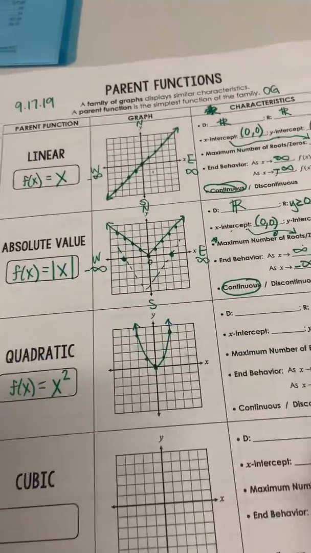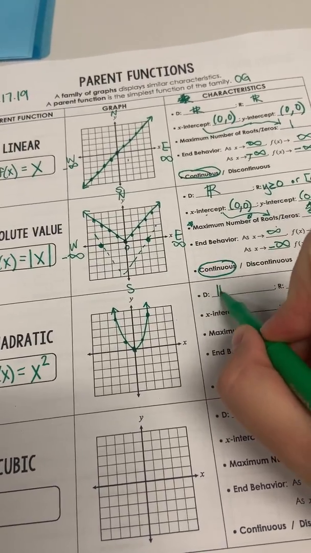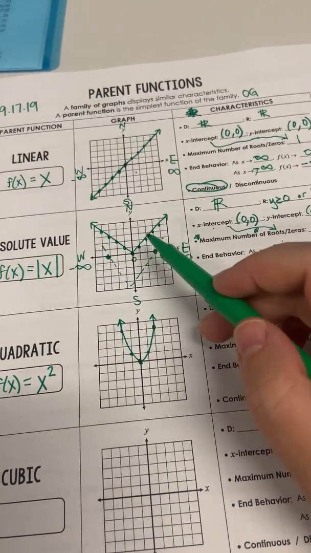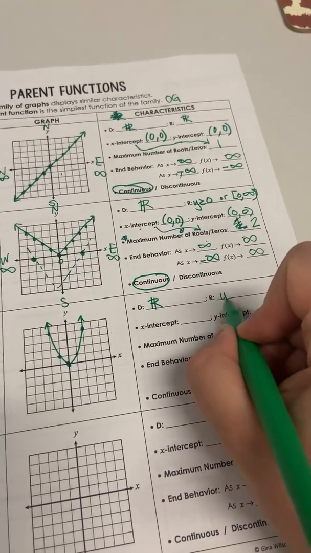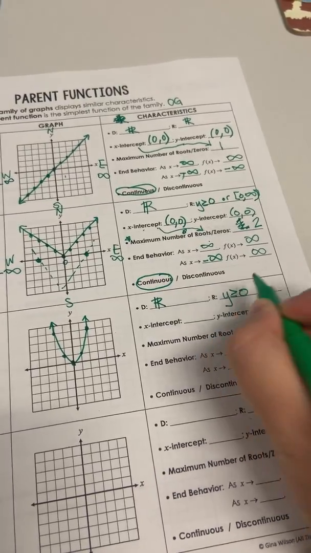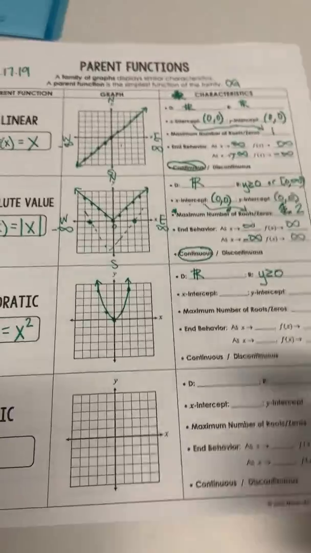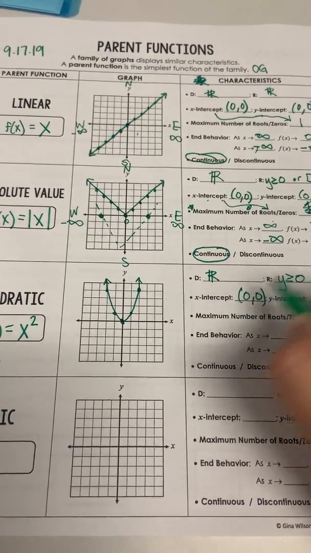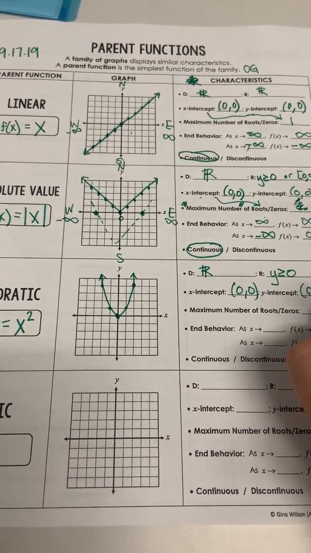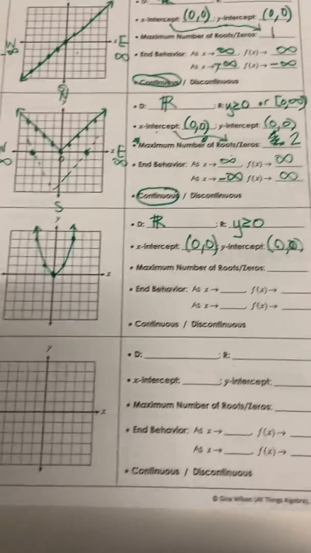The domain of this function, so the smile will go on forever because the arrows point up, are all real numbers, just very similar to the absolute value. And since this vertex is at 0, this particular range is y is greater than or equal to 0, same as that absolute value function. The x-intercept at this point is 0, 0. And the y-intercept is the same, 0, 0. Oops, sorry. It's hard to hold my cell phone and write at the same time.